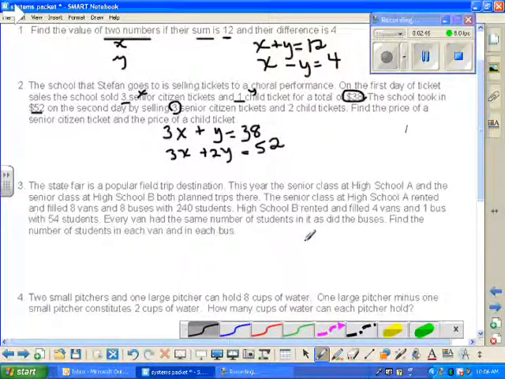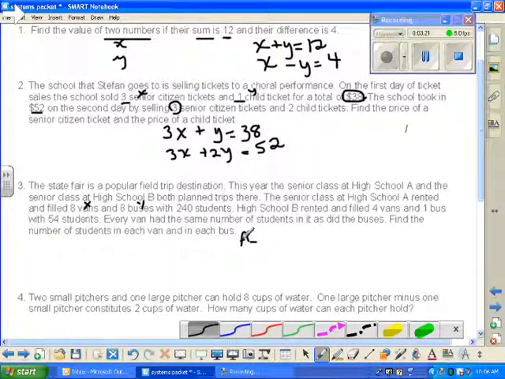Number three. The state fair is a popular field trip destination. This year the senior class at high school A and the senior class at high school B are planning trips there. So we're going to have two systems. The senior class A rented and filled 8 vans and 8 buses with 240 students. So A filled 8 vans. We're going to use x for vans and y for buses.